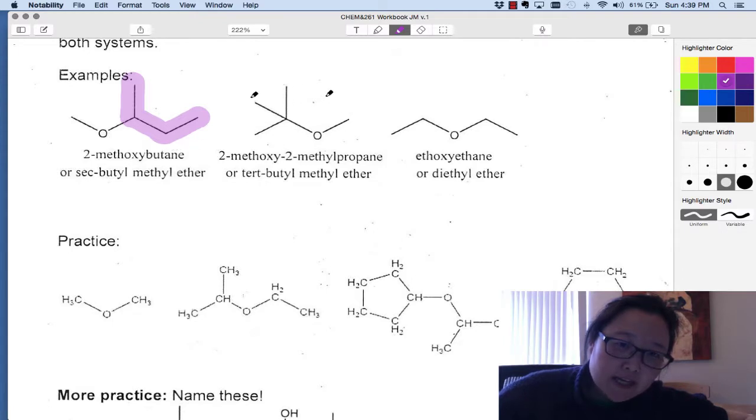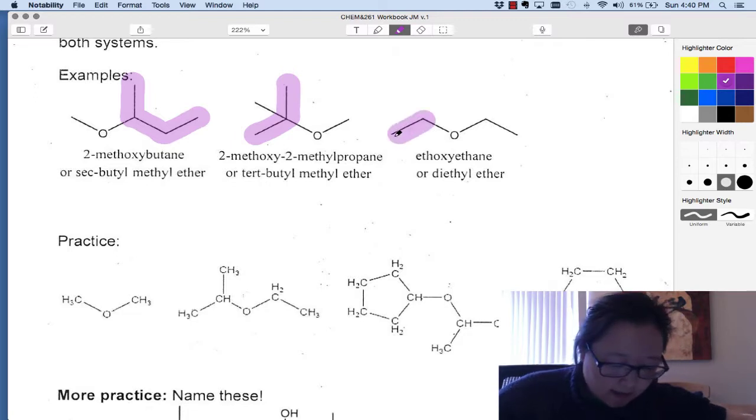The longest chain here is on this side, 1, 2, 3, so that's a propane, and you have a methyl and you have a methoxy, so 2-methoxy-2-methylpropane, or 2-methyl-2-methoxypropane, either one's fine. Here, the longest chain is here, and then off of that you have this chain, which is an ethoxy. So ethoxyethane, for a 2-carbon alkane. So that's thinking of it in terms of an alkane parent chain.